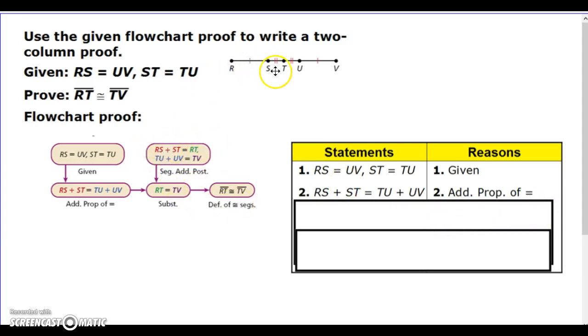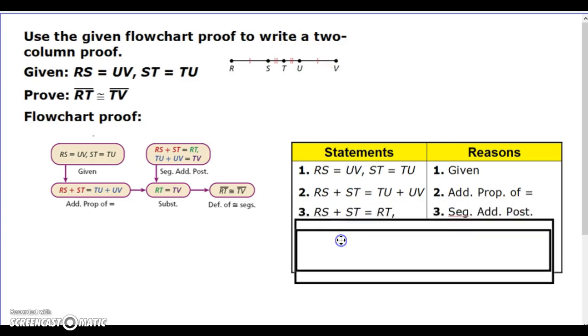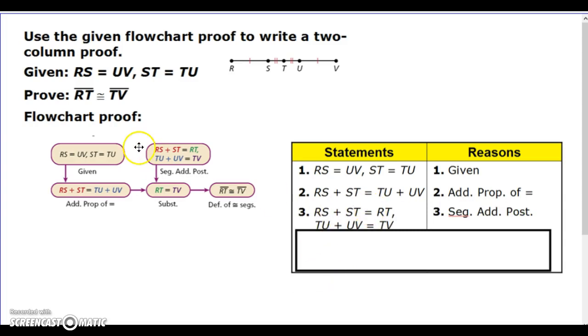We then see this box up here. RS plus ST equals RT. Well, that's just the segment addition postulate that we just talked about a couple slides ago, right? TU plus UV is this entire segment TV. So we can make that statement based on the segment addition postulate. That didn't flow from the given, so it has its own starting point.